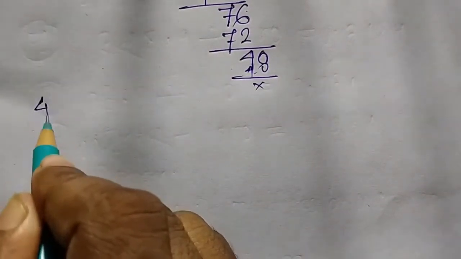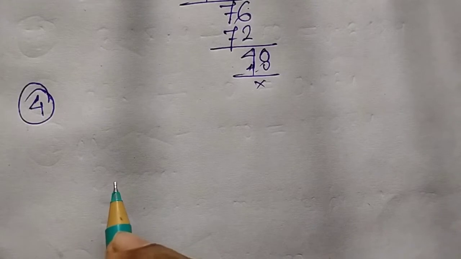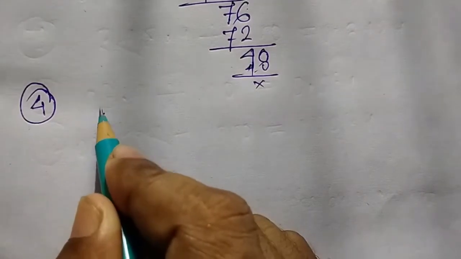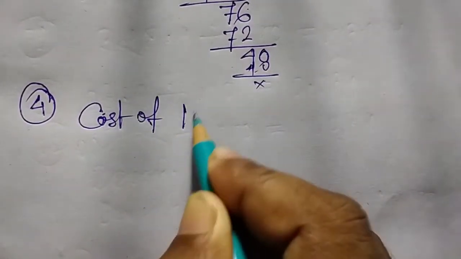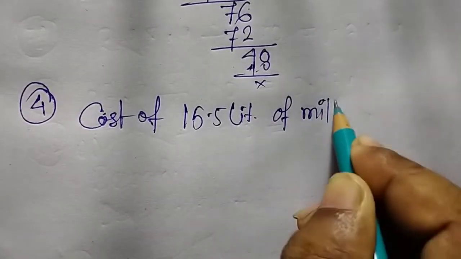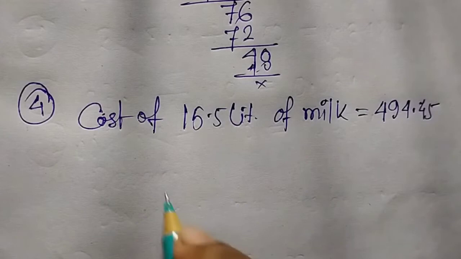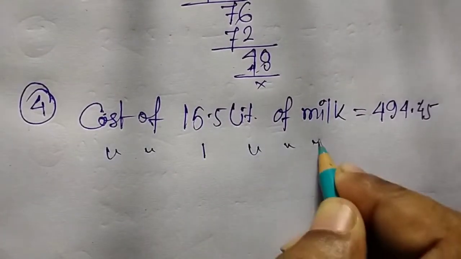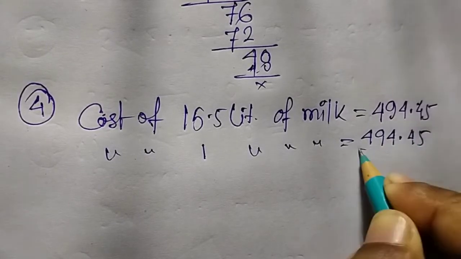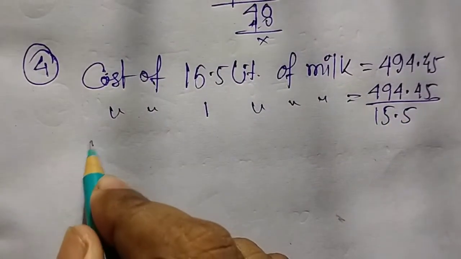Question number 4. Here is the given question. Mr. Chatterjee bought 15.5 liters of milk for 494.45 rupees. So the cost of 15.5 liters of milk is equal to 494.45 rupees. So what is the cost of 1 liter of milk? In this case we have to divide 494.45 by 15.5. Now you know how to divide this decimal number.